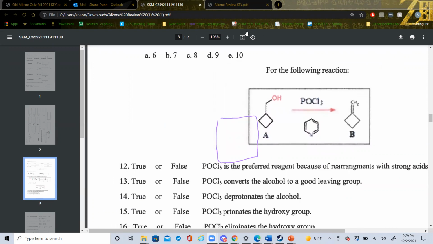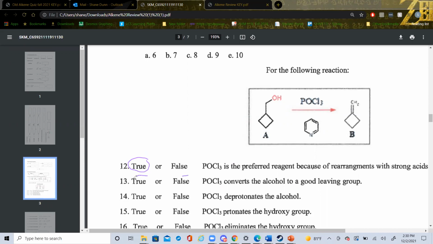So 12 is going to be true. The reason being is we like POCl3 as a preferred reagent because of rearrangement with strong acids. Strong acids seem to rearrange things. POCl3 doesn't react with hydrogens, right? It didn't attack the H at all. So it's really good when we want to react with strong acids to get a certain product.